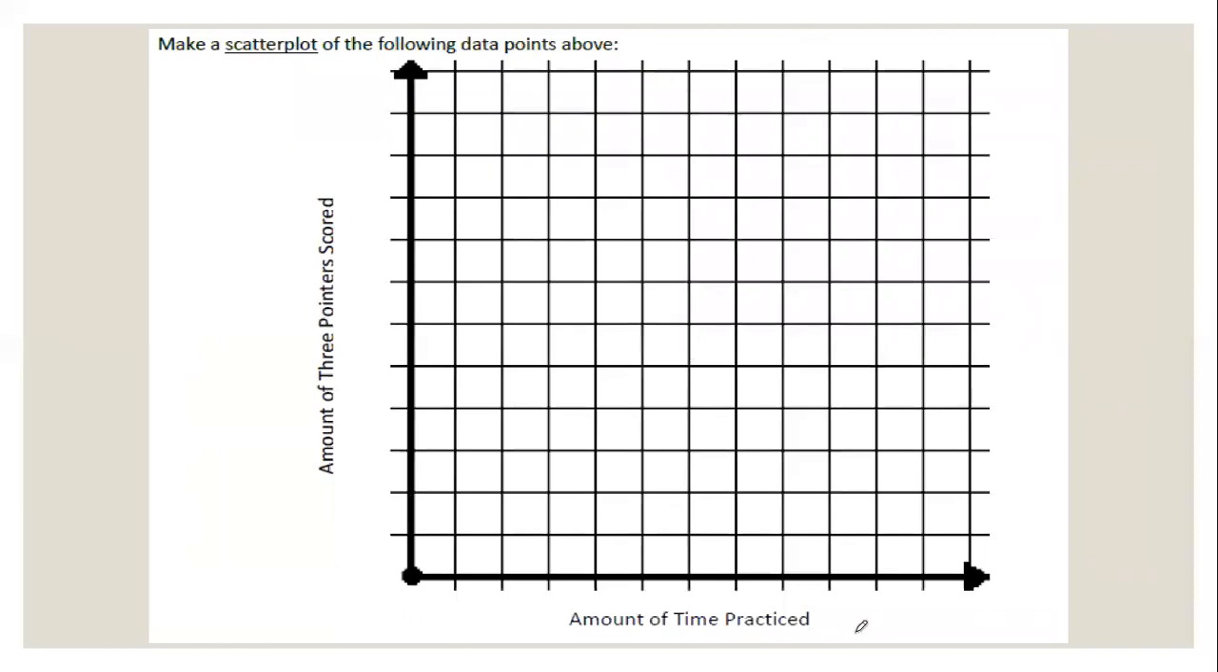So the x-axis is about the amount of time practiced. What do you think our scale should be? What do you think we should go by? Ones. I agree. So I'm gonna go ahead and label this 1, 2, 3, 4, 5, 6, 7. There's only 7 days you can practice out of the week.